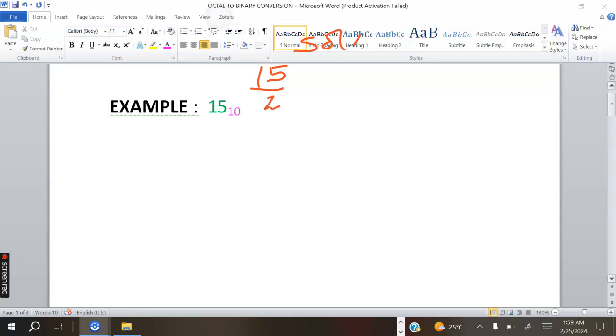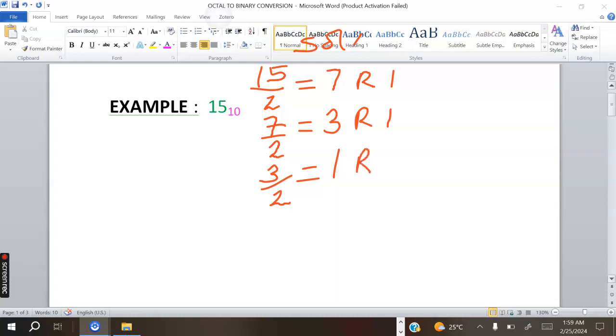15 divided by 2 is 7, remainder 1. Then you take the 7 and divide by 2, and you get 3, remainder 1. Next, you take 3 divided by 2, which is 1, remainder 1. Then lastly, we have 1 divided by 2, and the answer is 0, remainder 1.